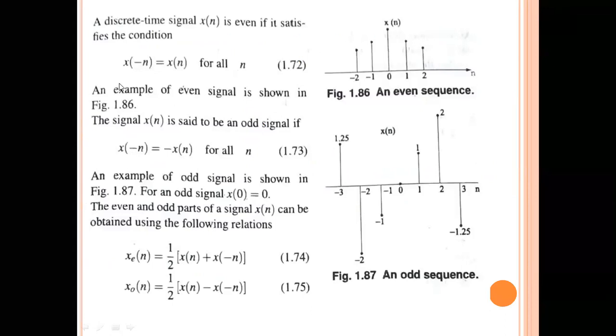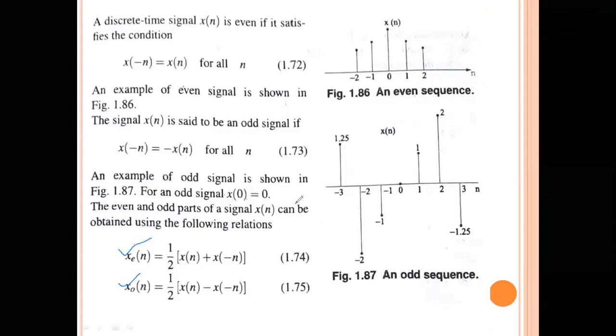Now see here, similarly for the discrete time case also, x of minus n is equal to x of n for all values of n. Obviously that is the example for an even signal, and x of minus n is equal to minus x of n is an odd signal. If you add equations 1.72 and 1.73, you will get the even components x e of n, and if you take the subtraction between those two, you get the odd components. This is how you separate the even parts and the odd parts of the function x of n.